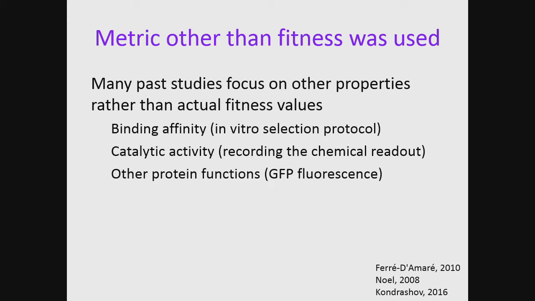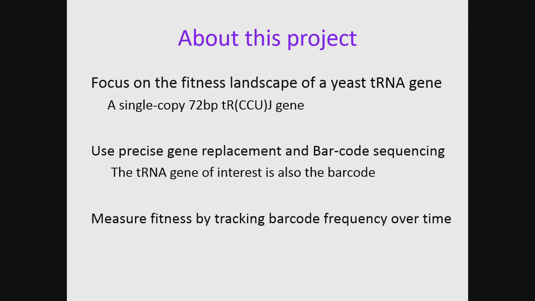Moreover, in previous studies, many metrics other than fitness were used. For instance, people have used in vitro selection to study binding affinity landscapes, recorded chemical readouts to study catalytic activity landscapes, and also studied the landscapes of other protein functions, such as GFP fluorescence. So for this project, I decided to directly measure the fitness.